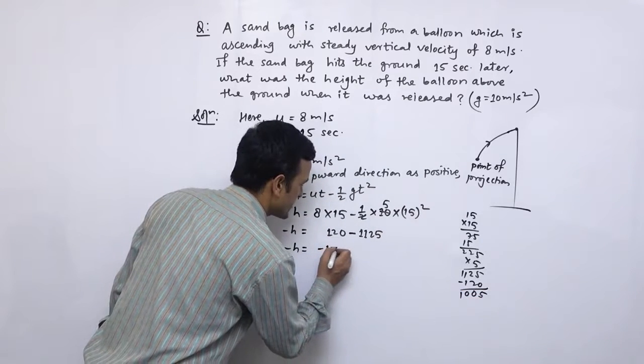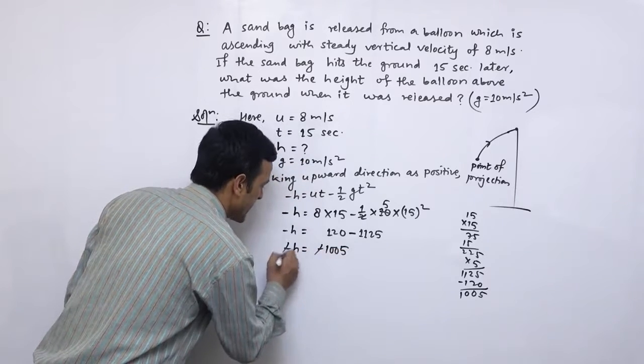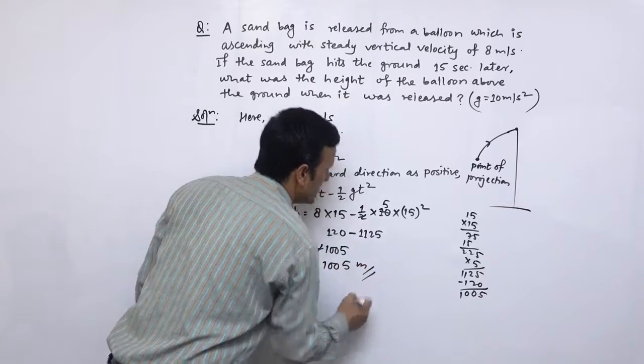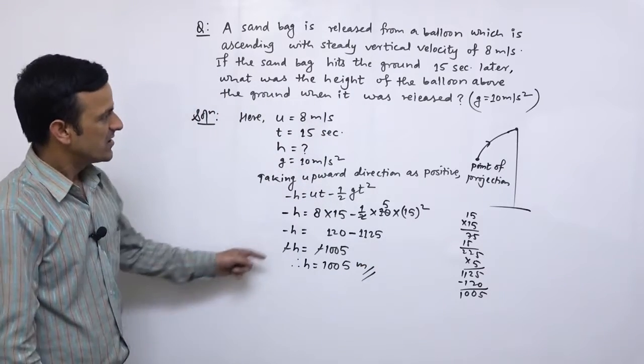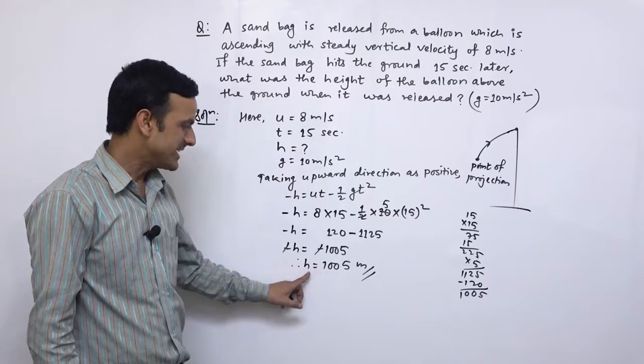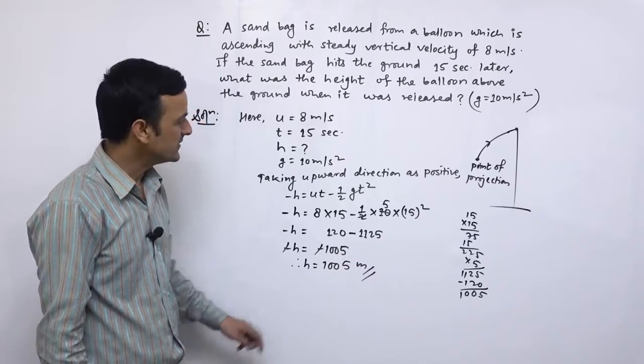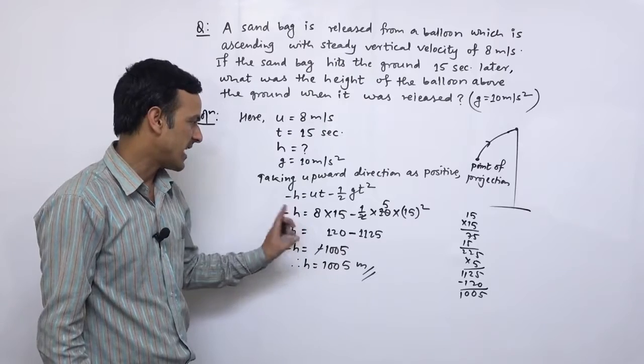minus 120 minus 1125, that is minus 1005. So minus and minus cut down and h is equal to 1005 meter. So height of the balloon from the ground is 1005 meter. So this is the required answer. So if you solve it, then you get the final answer.